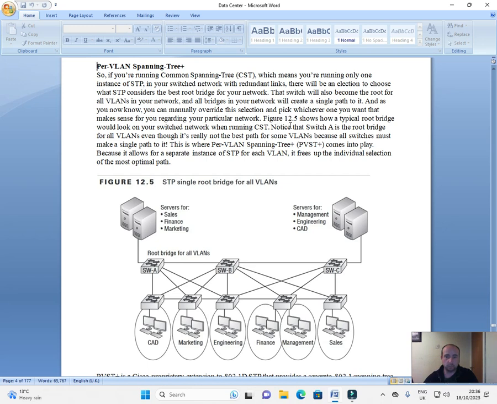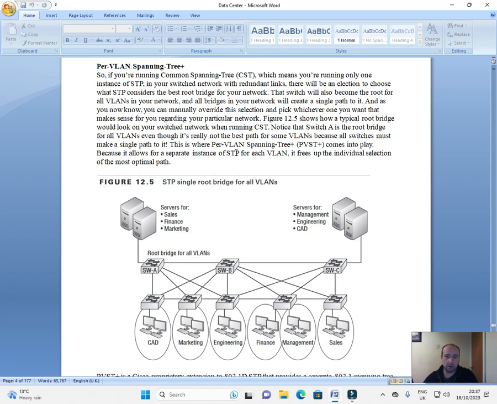Figure 12.5 shows how a typical root bridge would look on your switched network when running CST. Notice that switch A is the root bridge for all VLANs, even though it's really not the best path for some VLANs, because all switches must make a single path to it.